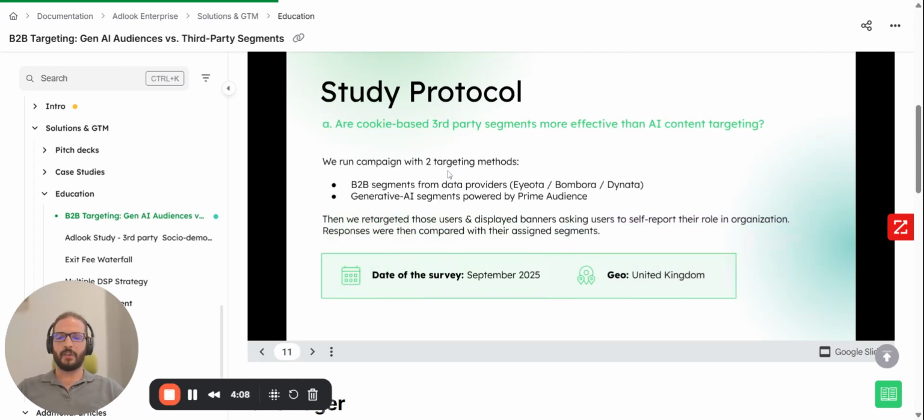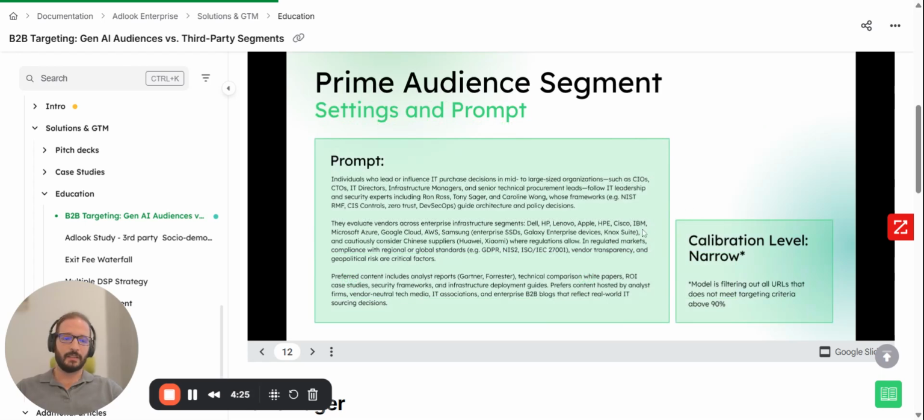We ran a campaign with two targeting methods, B2B from data providers and Gen AI segments powered by our prime audience. We then retargeted those users and displayed banners asking them to self-report their role, and responses were then compared with their assigned segments. Let's take a look at the results here.